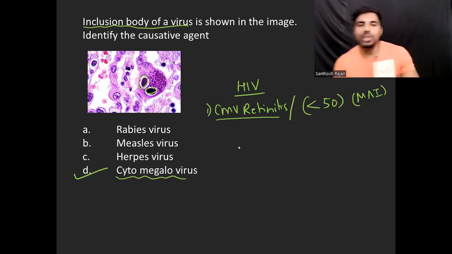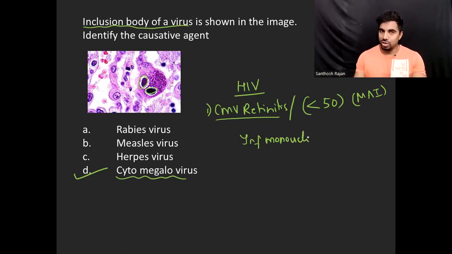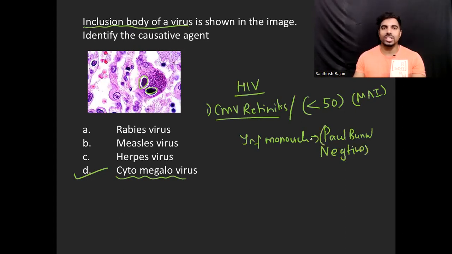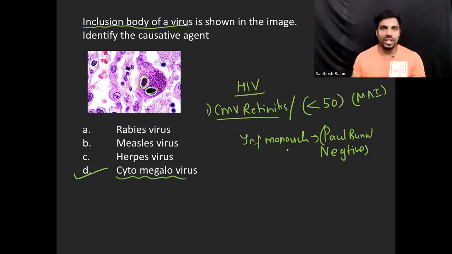Second, CMV causes infectious mononucleosis like your Epstein-Barr virus. It also causes infectious mononucleosis, but what is negative? Paul Bunnell is negative. In EBV, Epstein-Barr virus, that is the infectious mononucleosis, the kissing disease, Paul Bunnell is positive. But CMV has no link with Paul Bunnell. It can still cause infectious mononucleosis.